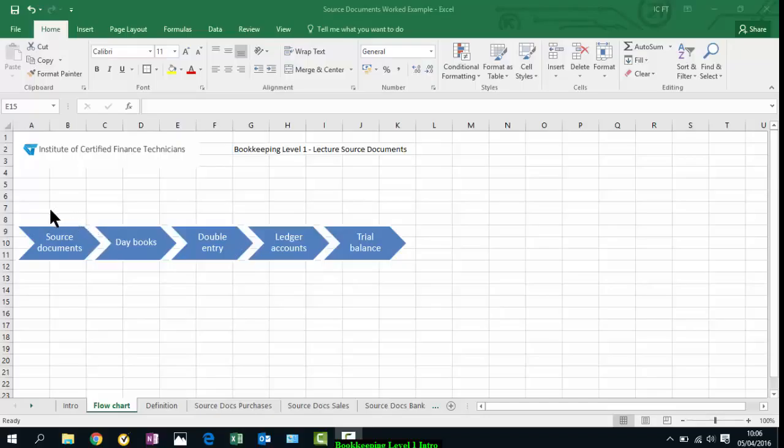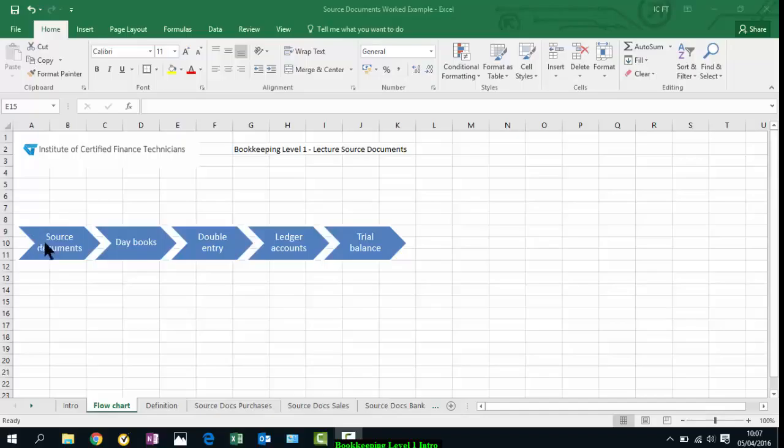Today we're going to start off the journey in relation to getting from source documents to a trial balance by commencing with source documents, going through our day books, looking at double entry, then the ledger accounts, and then ending up with the trial balance. That's where we're going today.